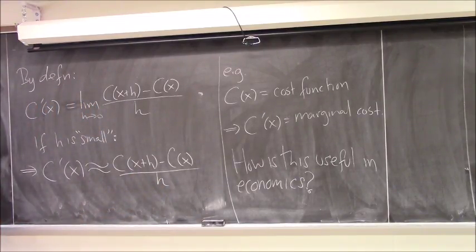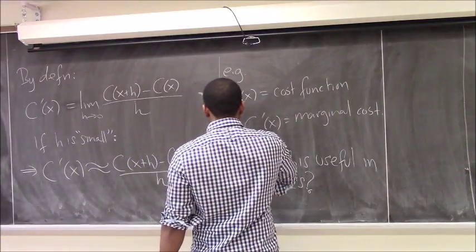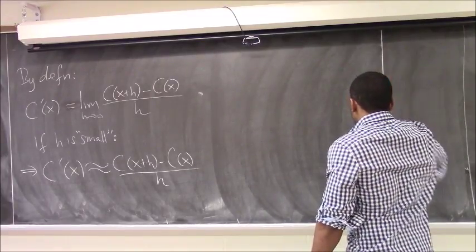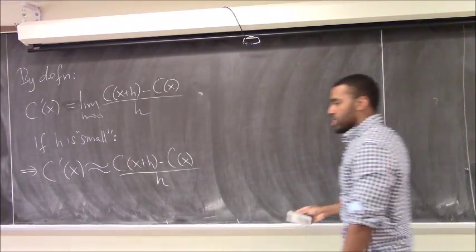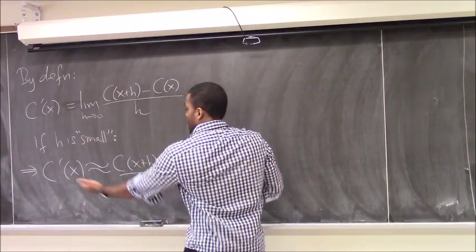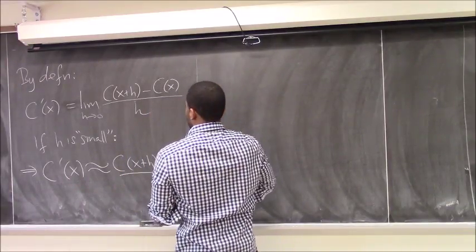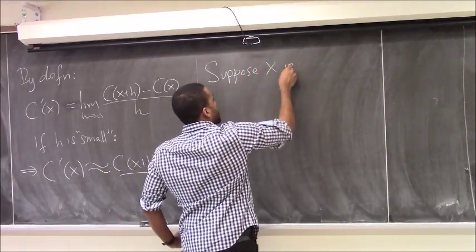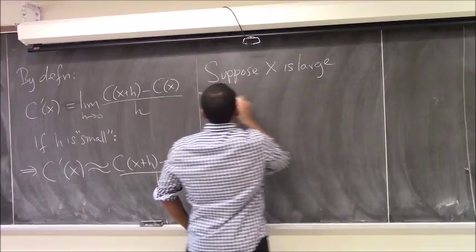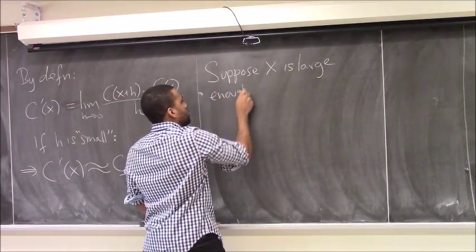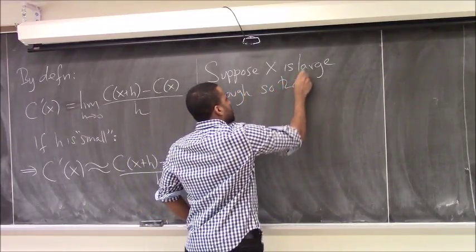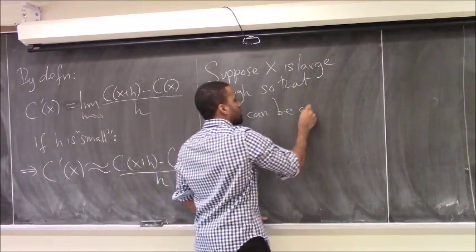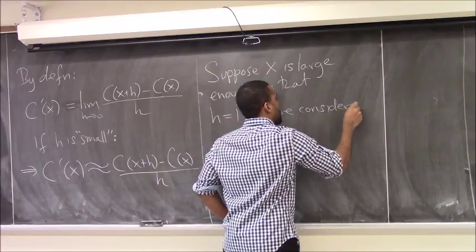Where small is relative. Remember the limit, we don't actually care about being at zero. In fact, we can't plug in zero. We just talk about getting super close to zero. So let's assume h is close to zero. Then the derivative is approximately this. And on top of that, suppose x is large enough so that h equals 1 can be considered small.